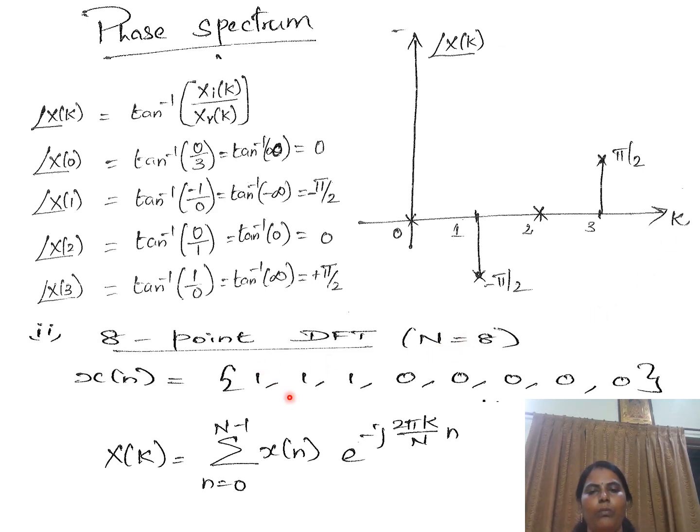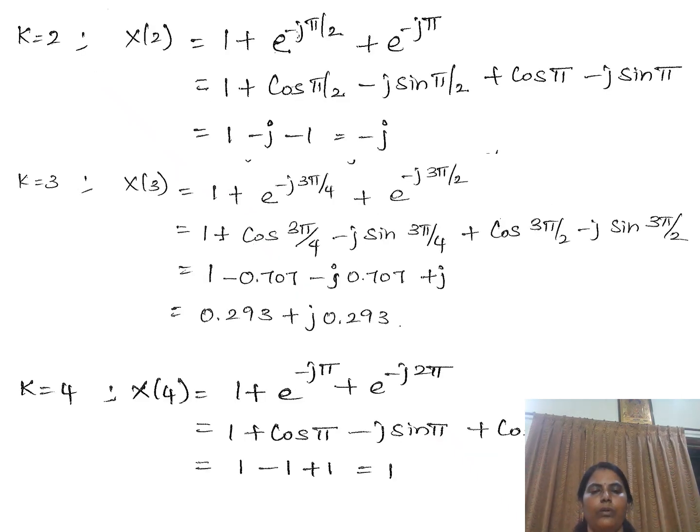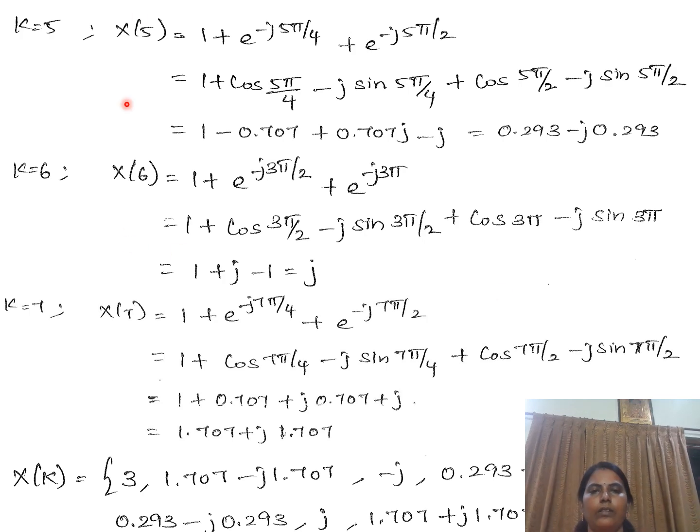Similarly, for the same problem, we can calculate the 8-point DFT. So here N should be 8. What is the actual length of the signal? 3. So we have to append 5 more zeros. Then write the formula for the DFT, and your k values vary from 0 to 7. Find all your X of k values from 0 to 7 and tabulate all our X of k values.